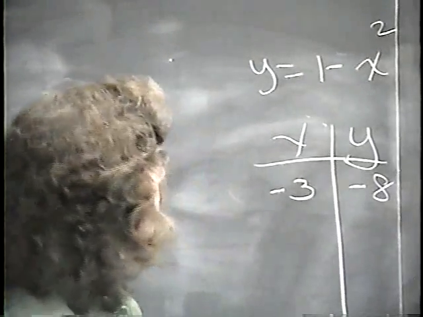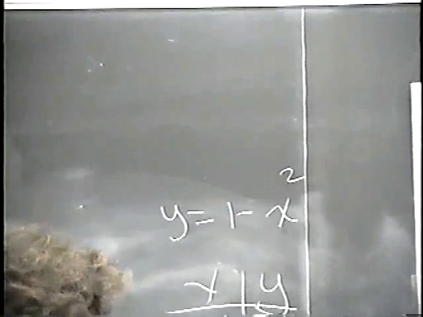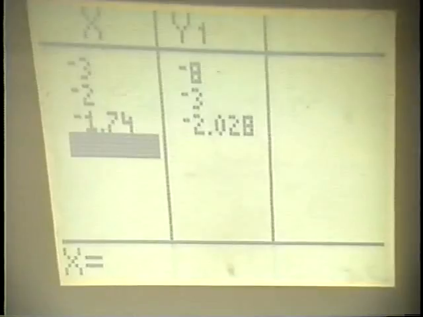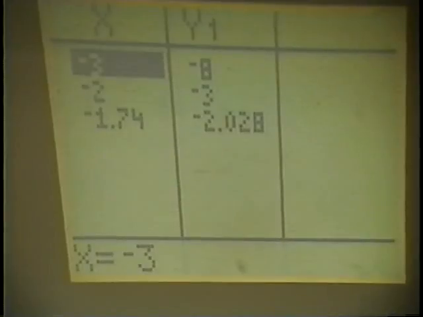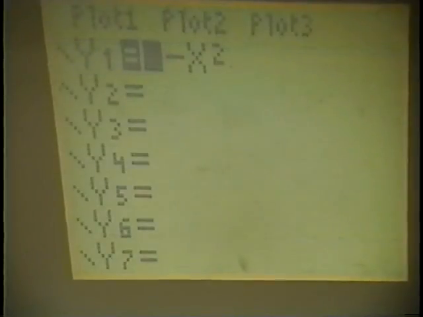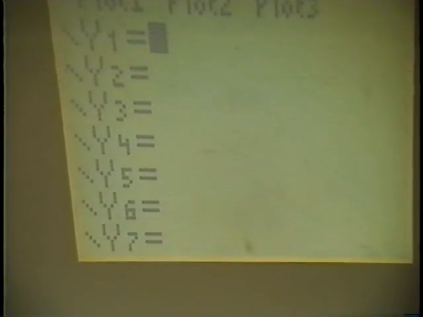And you can plug in whatever values you want. If you want to put in -2 or -1.74, whatever, it's available for you. Okay. If you want to clear this, go up to the top and start hitting DEL, the delete button, and it'll clear everything out for you. Okay, now let's eliminate that function there, Y equals 1 minus X squared.